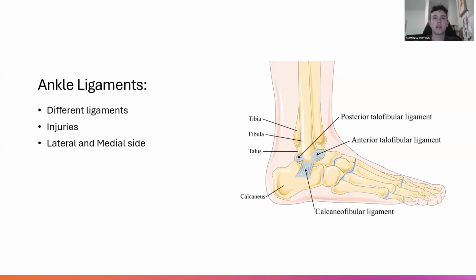In most cases, the ATFL ruptures first, then is followed by the CFL. The PTFL and CFL isolated ruptures can happen, but are extremely rare. Additionally, the PTFL almost always ruptures after ankle dislocation.